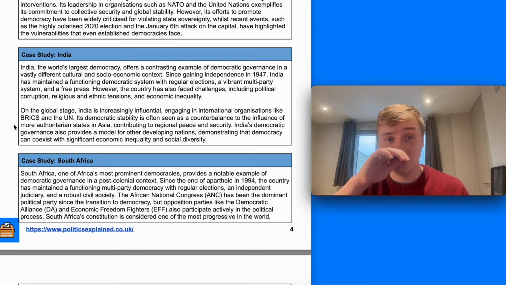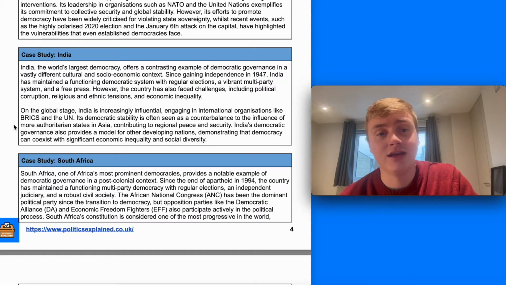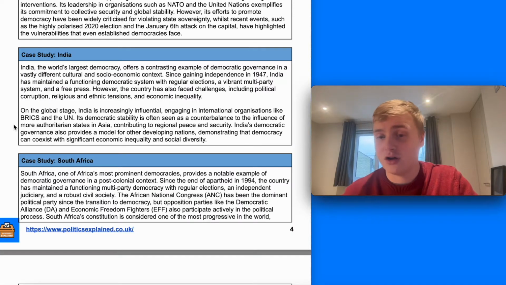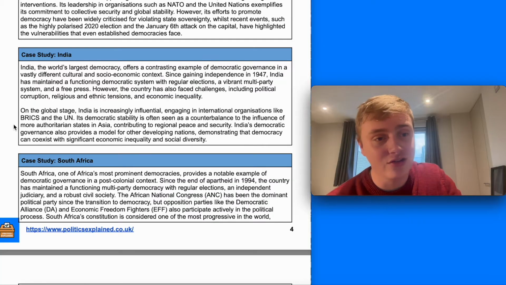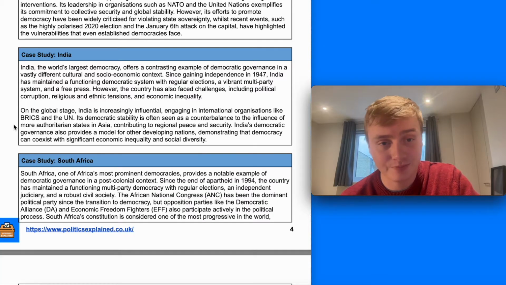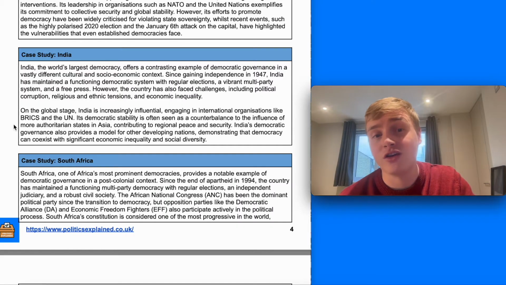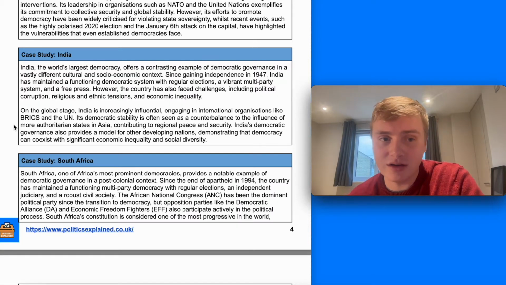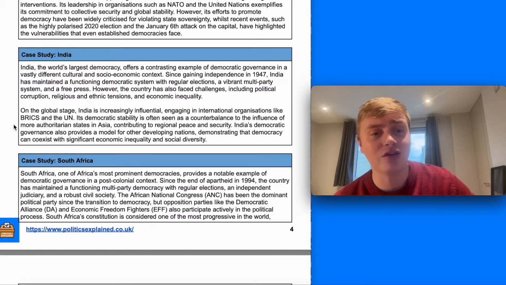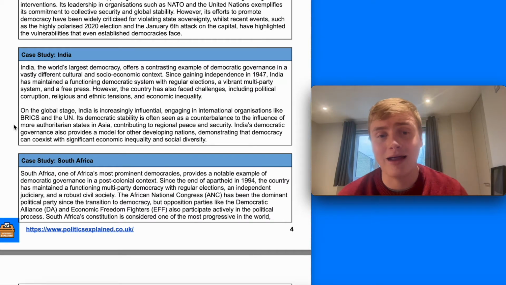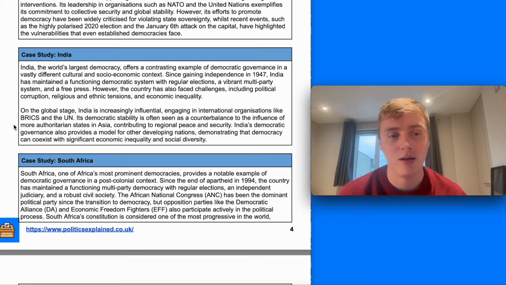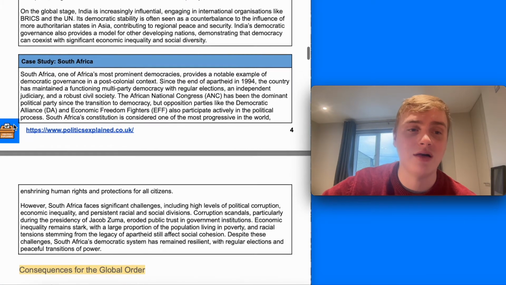India is the world's largest democracy and offers a contrasting example of democratic governance in a very different kind of cultural and socioeconomic context. So since gaining independence in 1947, it's maintained a functioning democratic system with regular elections, a multi-party system, and a free press. But the country's also faced challenges, including corruption, some tensions between different religious and ethnic groups, and economic inequality. It's increasingly influential on the global stage, and its democratic stability is seen as a kind of counterbalance to more authoritarian states in Asia. Actually, we'll look at the final one in South Africa.